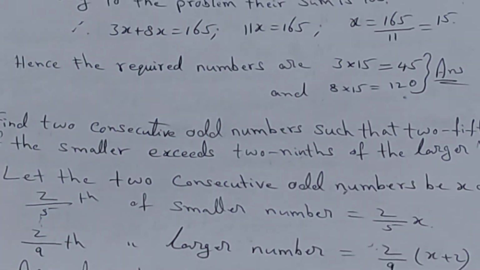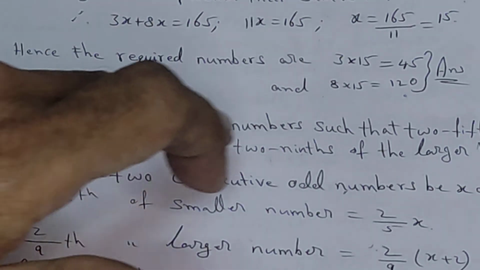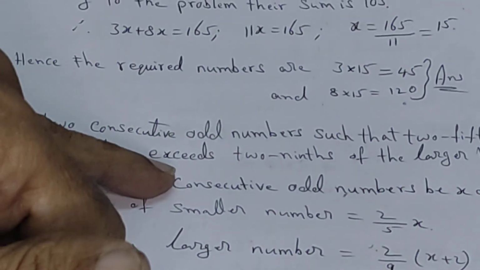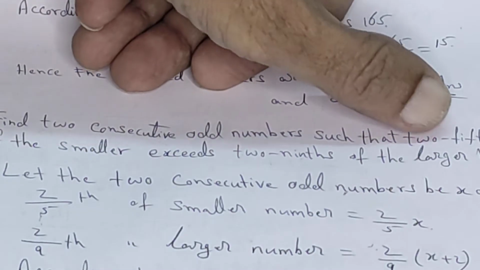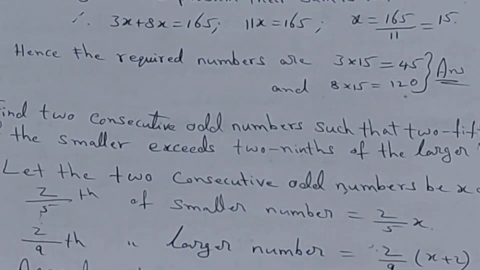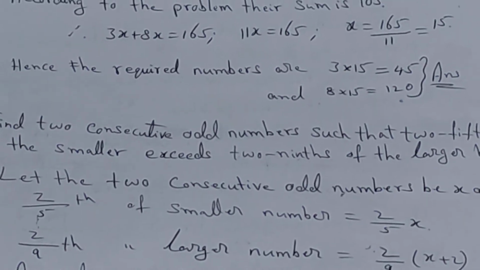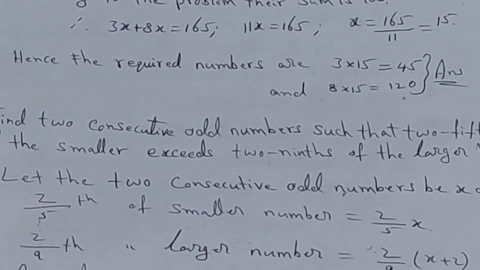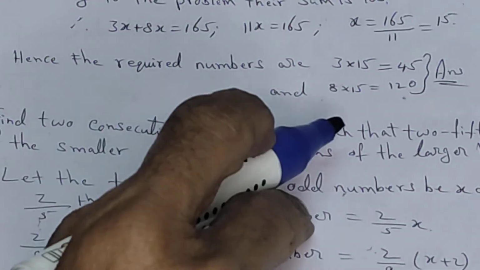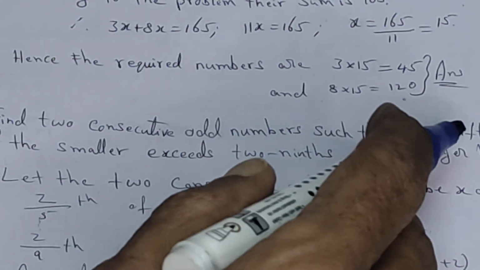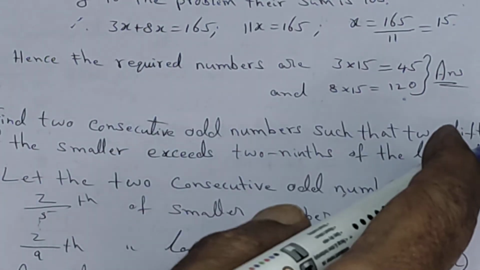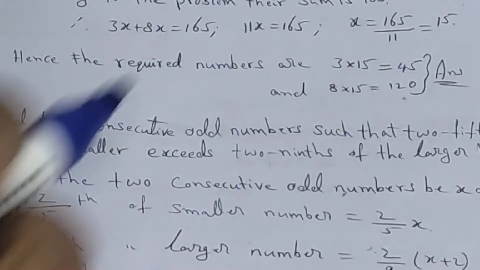Okay. The second one. Find two consecutive odd numbers such that 2/5 of the smaller exceeds 2/9 of the larger by 4. So it says you have to find two consecutive odd numbers. Consecutive means one after the other, such that 2/5 of the smaller one exceeds 2/9 of the larger. By how much? By 4.